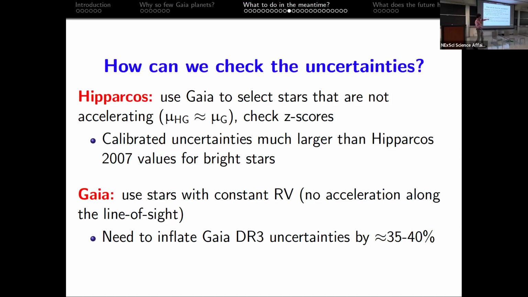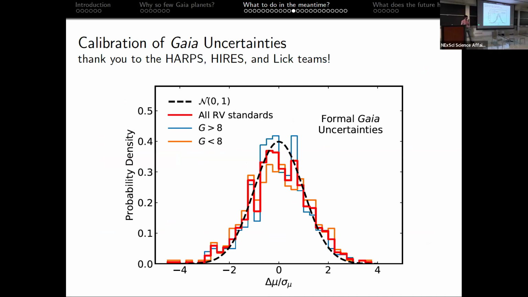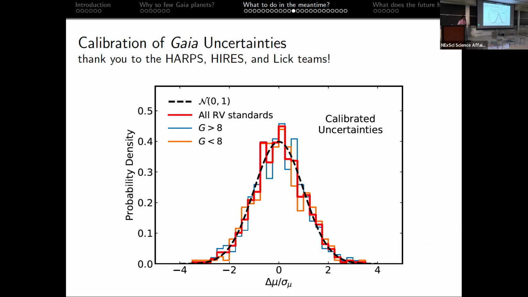For Gaia, we need to increase the uncertainties by something like 40% in order to pass that null test. If we do that, and we figure out which stars are actually going to anchor that null test, in this case, we can use the ones from the radial velocity surveys that are not accelerating. They're not accelerating this way, they're probably not accelerating that way. And so it gives us a really beautiful check to see if these uncertainties are correct. Then this is before calibration, and after calibration, it really looks like now we pass. And so these should be much more trustworthy.